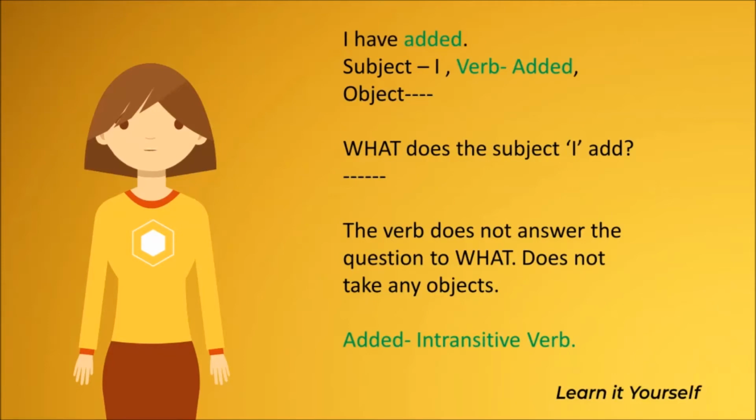I have added. Here the subject is I, the verb is added and there is no object. So if we ask the question, what does the subject I add? We do not get an answer. Here, the verb does not answer the question to what. It does not take any objects. So a verb can be transitive or intransitive depending upon if the verb takes an object or not. So here, added is an intransitive verb.